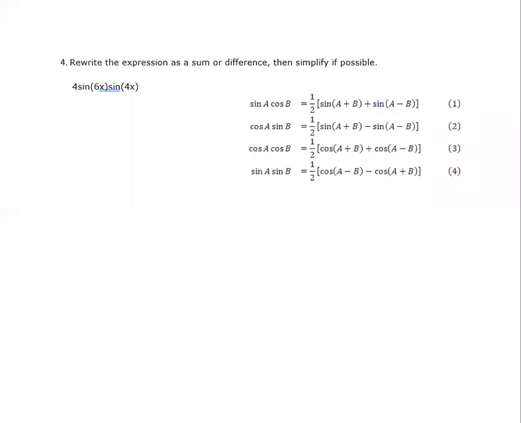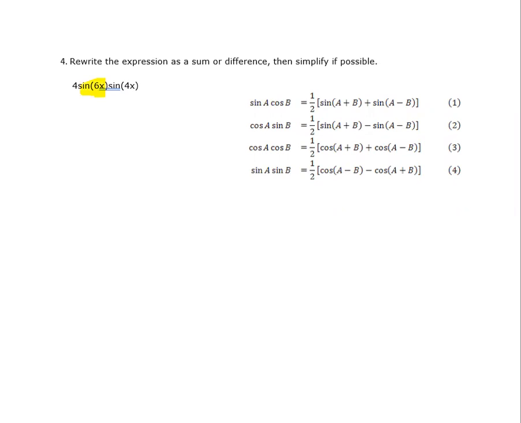Number 4 is similar. We are going to rewrite the expression as a sum or difference, then simplify if possible. We have 4 times sine of the quantity times sine of another quantity, which falls into the pattern of formula number 4, where A is 6x and B is 4x. Starting with rewriting 4 as a coefficient of sine A times sine B, or sine of 6x times sine of 4x.